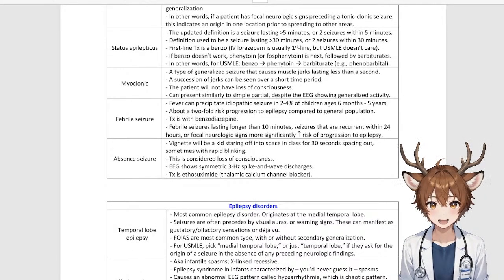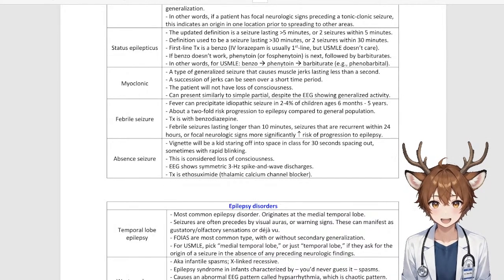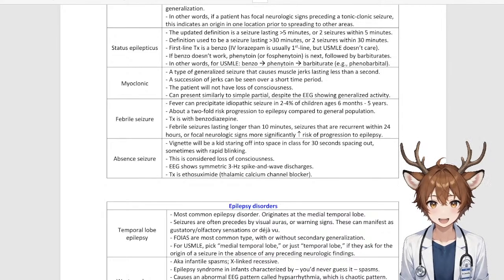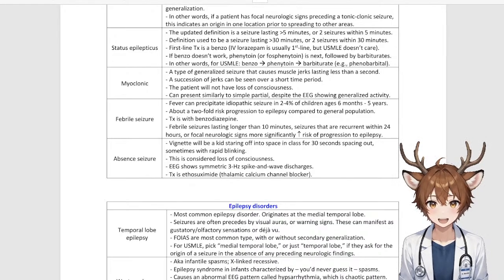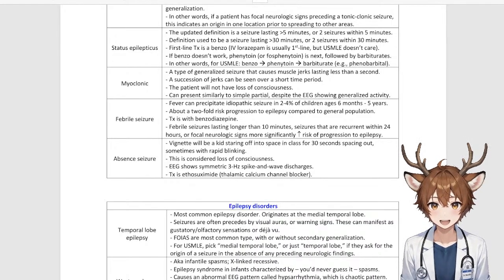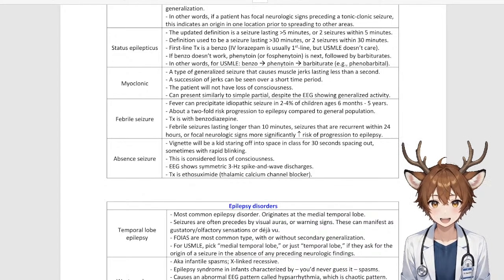Status epilepticus. The updated definition is a seizure lasting greater than 5 minutes or two seizures within 5 minutes. The definition used to be a seizure lasting greater than 30 minutes or two seizures within 30 minutes. First line treatment would be a benzodiazepine. IV lorazepam is usually first line, but the USMLE does not care.